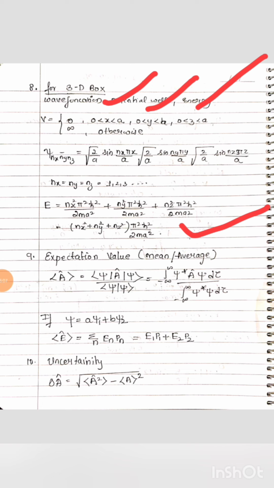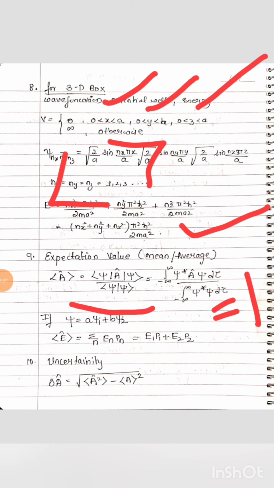Okay, next, how will we calculate the expectation value? The formula for the expectation value is nothing but the mean or average of the given function value. Then it is represented by this form: the expectation value of A is the bracket of A cap divided by the normalization of the given function, which we know is always equal to 1 for a normalized function.